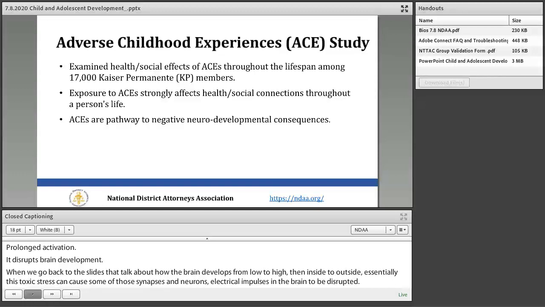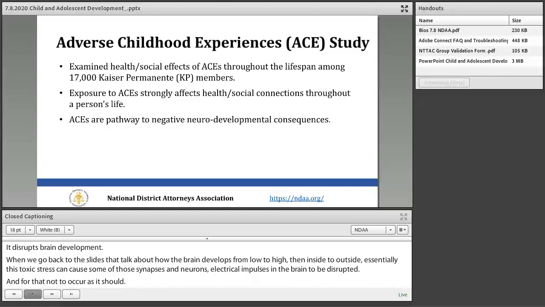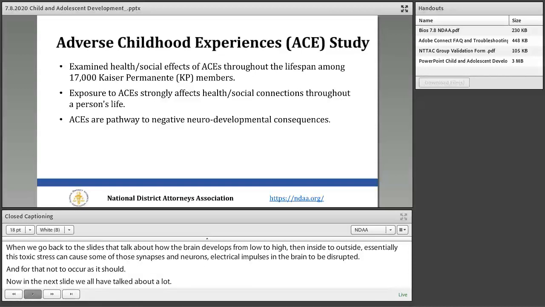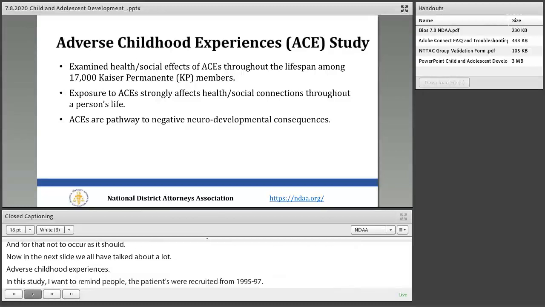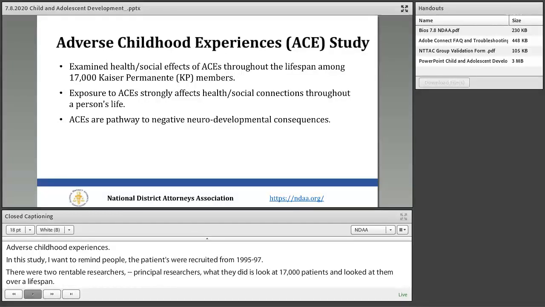Now the next slide, we have all talked about a lot, adverse childhood experiences. And this study, I just want to remind people, the patients were recruited from 1995 to 1997. There were two principal researchers, Dr. Robert Anda and Dr. Vincent Felitti. What they did for Kaiser Permanente Health was look at 17,000 patients over a lifespan, and they looked at their health and social issues as they related to adverse childhood experiences.